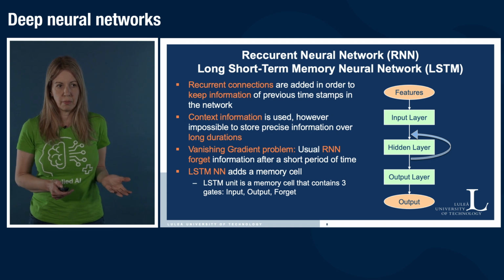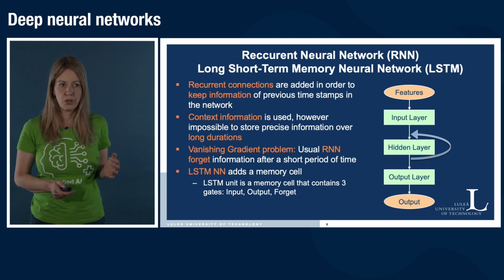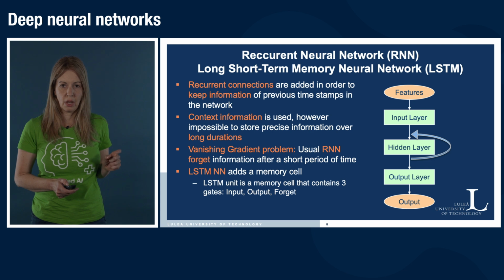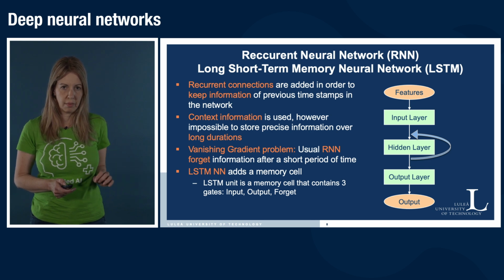Here the context information is used, however, it's impossible to store precise information over a long period of time. And this causes the vanishing gradient problem, and usually RNNs forget information after a short period of time. And that's why we introduced the LSTM neural network that adds a memory cell with 3 gates: the input, the output, and the forget gate.